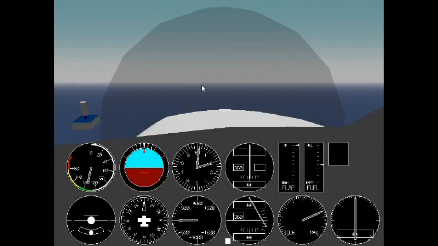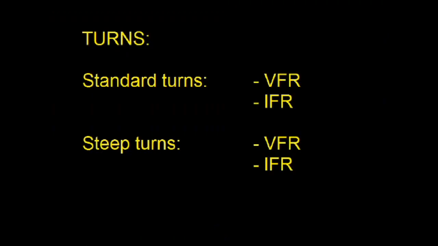Alrighty, let's hop in the plane. So, I'm gonna show you the 4 different ways to turn an aircraft. So, what are the 4 ways to turn an aircraft? First you have the standard turns for VFR and IFR flight. And then you have the steep turns, abnormal turns for VFR and IFR flight.